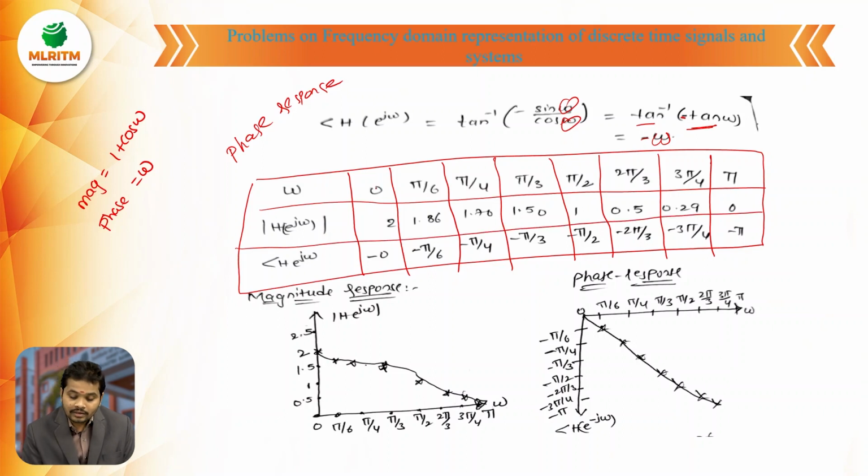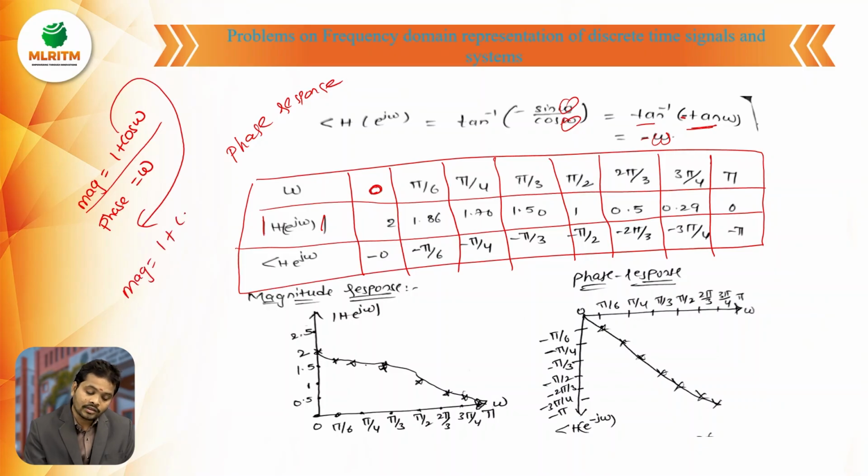See here. For omega equals 0, what is the magnitude of H of e power j omega? The magnitude is 1 plus cos omega. Substituting omega equals 0, the magnitude response is 1 plus cos 0. Omega is 0 degrees, so cos 0 is 1, and 1 plus 1 equals 2. So the magnitude response is 2. Similarly for the phase response, that is minus omega, so it is minus 0 or plus 0, which is 0.